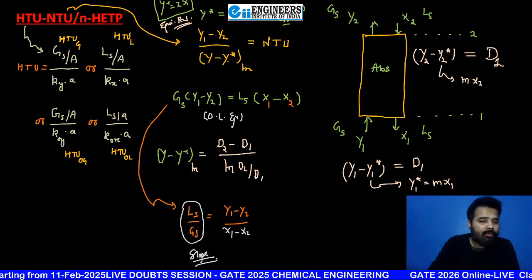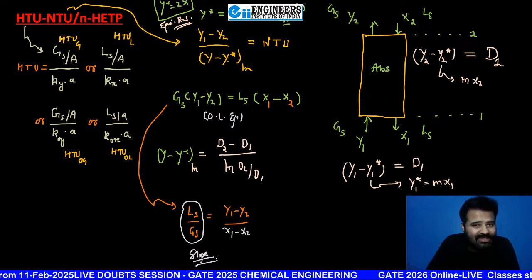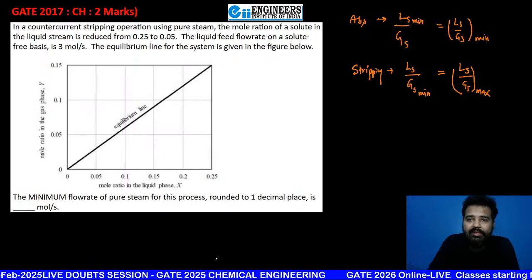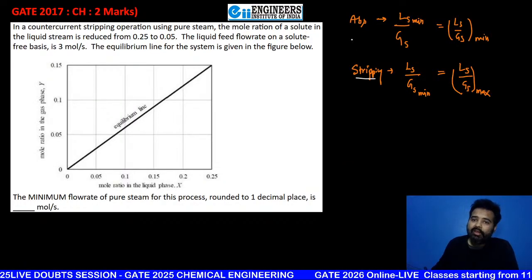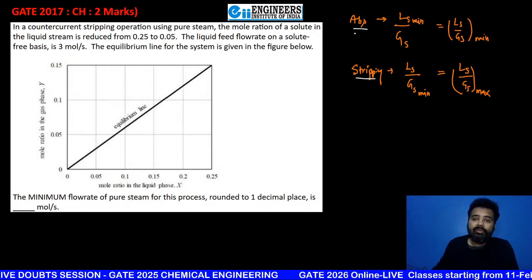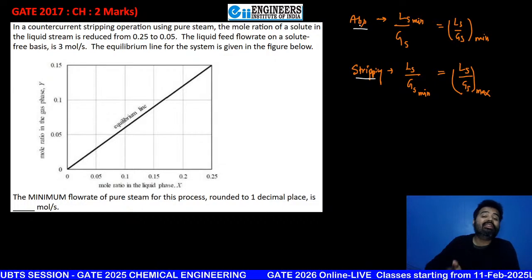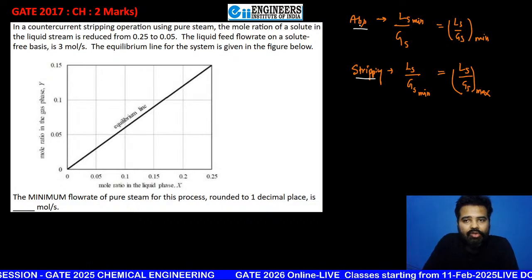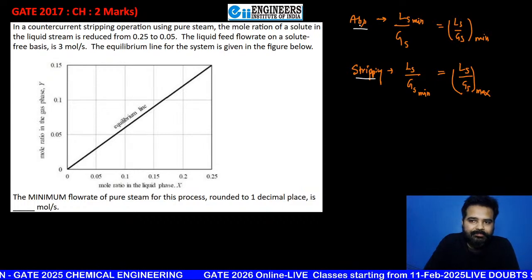Lots of numerical you will be able to solve with the help of this slope. Slope will be increases. See here, slope will be increases in stripping section, in stripping operation, and slope will be decreases here in absorption. If you are increasing the amount of solvent or decreasing the amount of solvent, you will be able to find what will happen with slope. Okay.